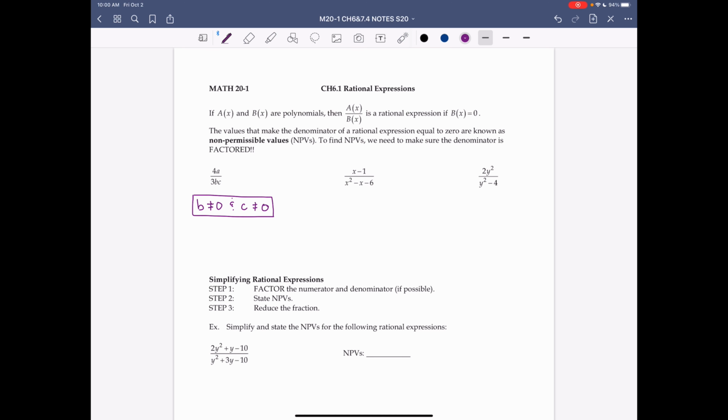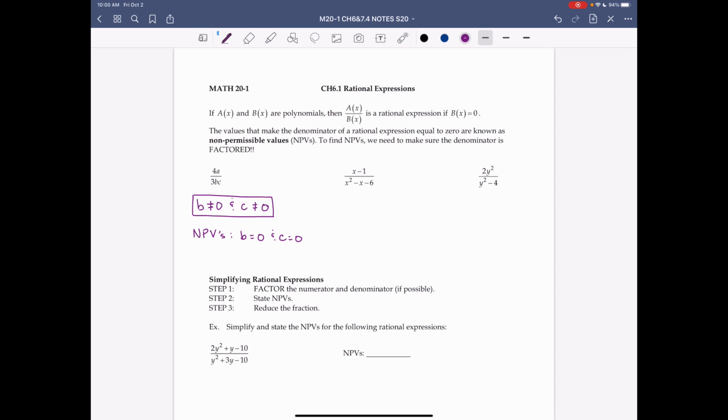We could also write this, so you can write not equal to, or you can write NPVs are b equals 0 and c equals 0. So either way, it doesn't really matter to me if you write the equals or the not equals to, as long as you're identifying that they are your NPVs.